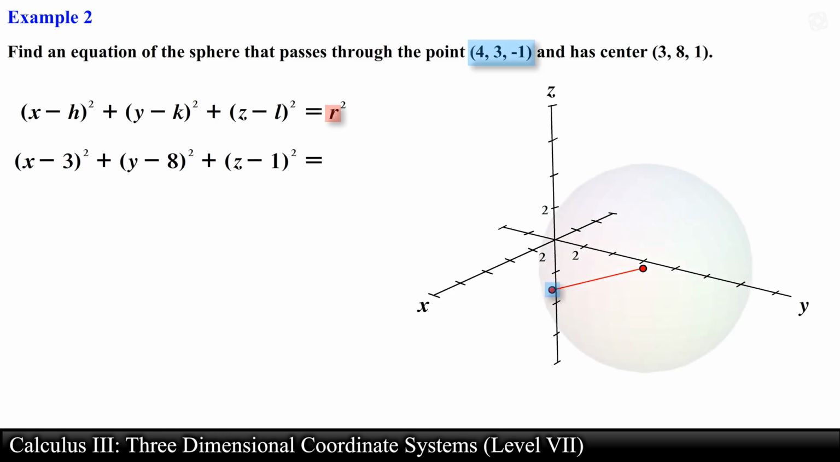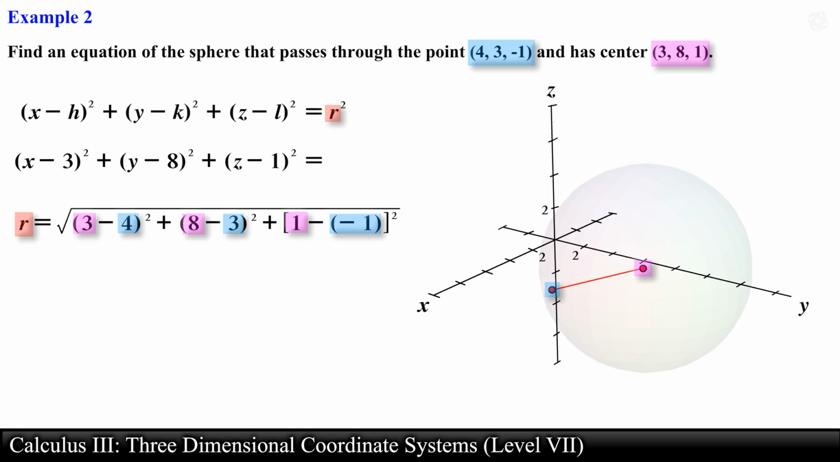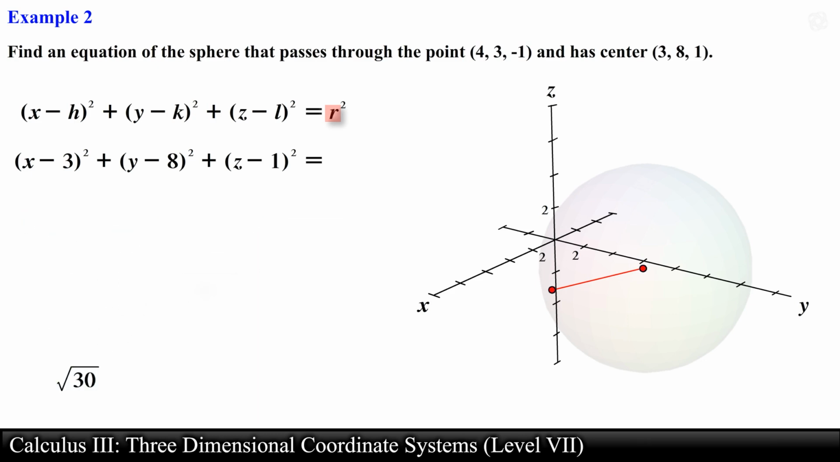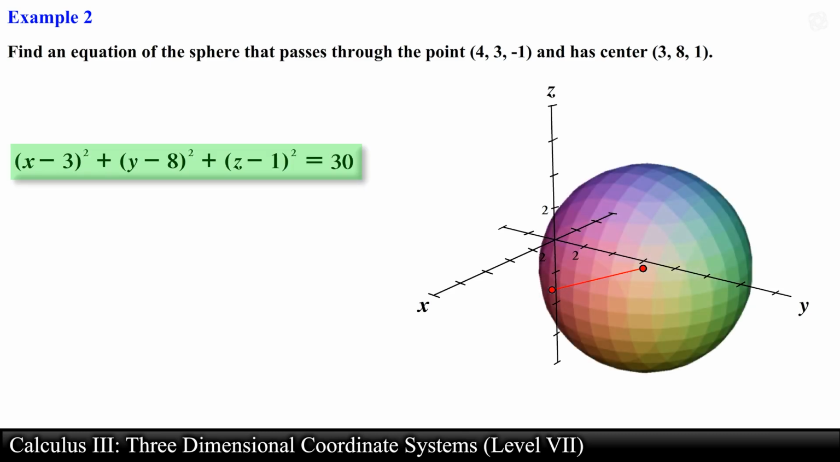So using the coordinates 4, 3, -1 as point 1 and the coordinates 3, 8, 1 as point 2, we go ahead and find the difference of each point's coordinates and square them. Doing that, we have the following. Next, we go ahead and simplify the expression, obtaining the square root of 30. Having found the value for the radius, we go ahead and substitute it into the equation. Then it's just a matter of squaring it. Doing that, we obtain the final equation of the sphere equal to the quantity x minus 3 squared plus the quantity y minus 8 squared plus the quantity z minus 1 squared equals 30.